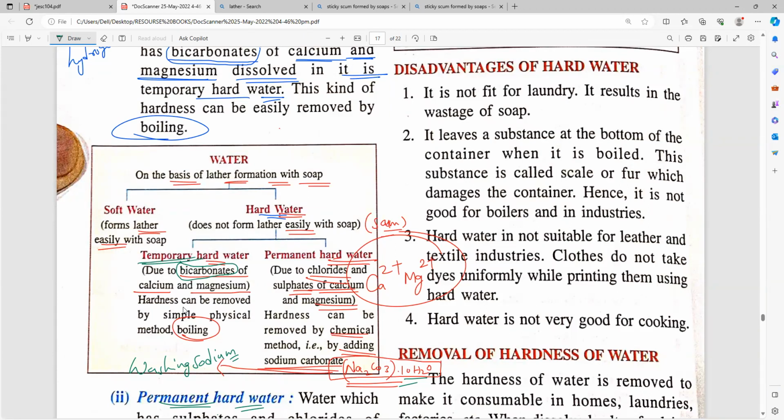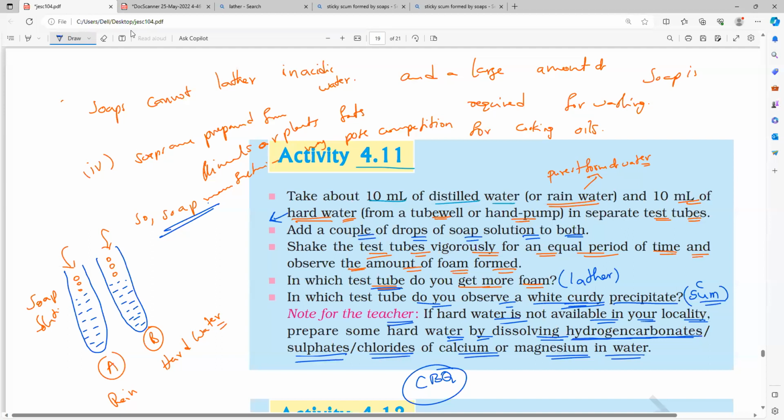Hydrogen carbonates and bicarbonates are both the same, correct? So is it temporary hardness or permanent hardness? Temporary hardness. Permanent hardness means you have to add sulfates and chlorides of calcium and magnesium. One of the most important CBQs. Even MCQs they can ask: converting soft water into hard water, what substances can be added? Options A, B, C, D they can ask.